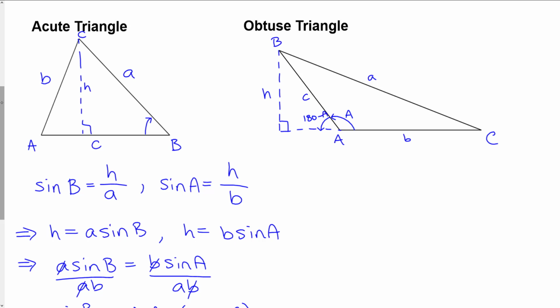Now, a couple of things I could show here. First is if I take, say, the sine of C, then I have a very definite right triangle that I could work with for that. So the sine of C would be the side opposite to the angle, which is H, divided by the hypotenuse of that triangle. So that would be A.